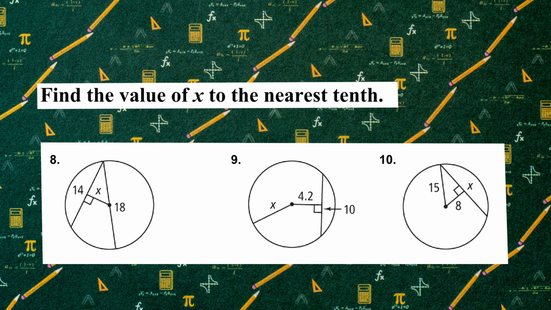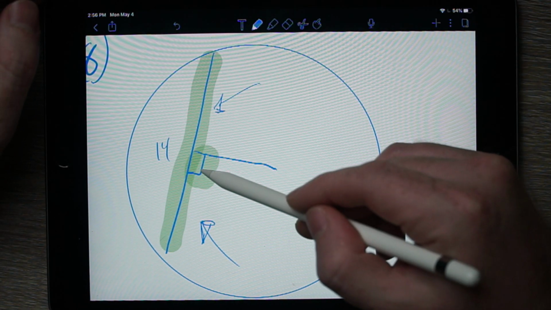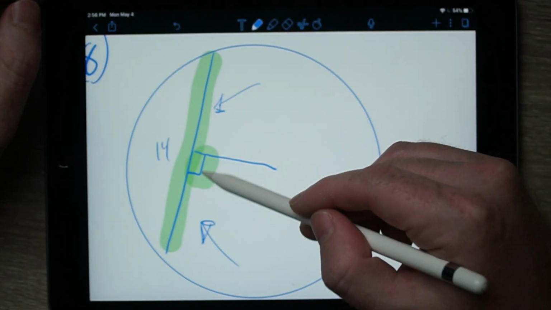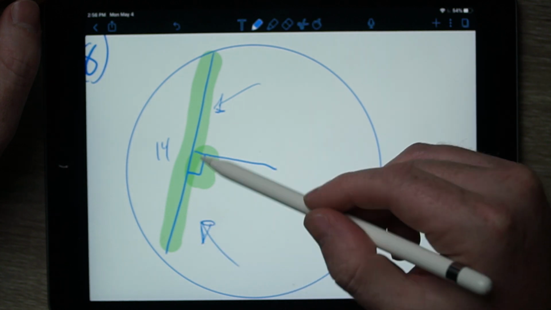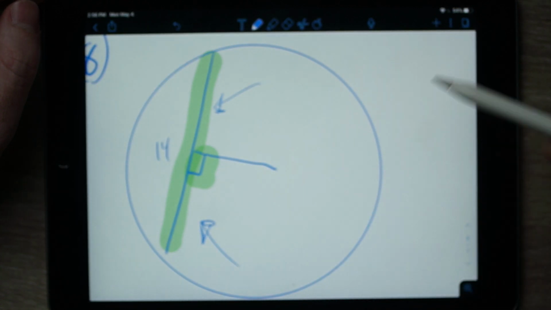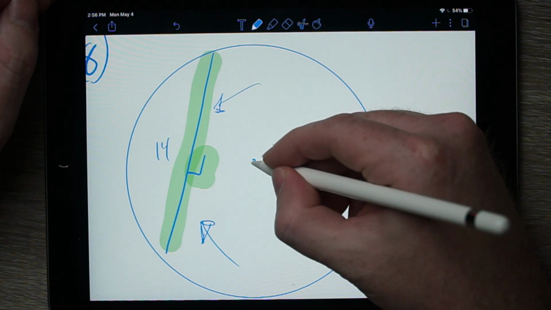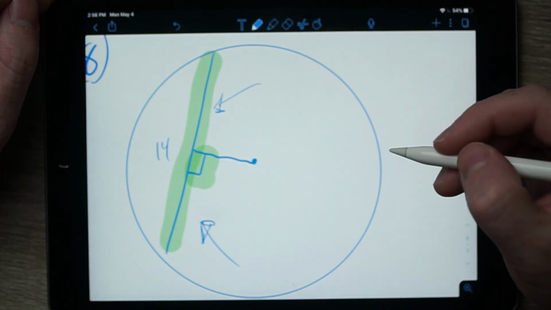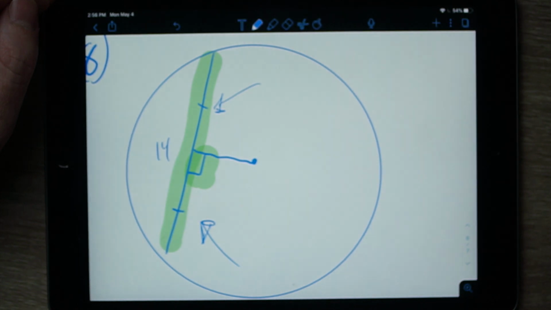Number 8, we've got a circle with a chord here of 14. Specifically, what does this right angle here tell us about this chord and the two pieces that compose it? I'm not sure. Does it mean that they're intersecting? It means that they are equal, and they have to be.